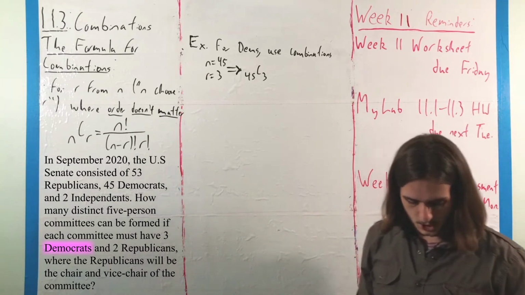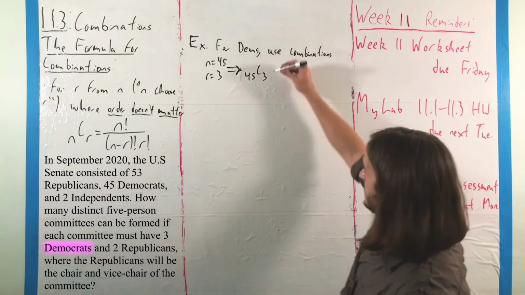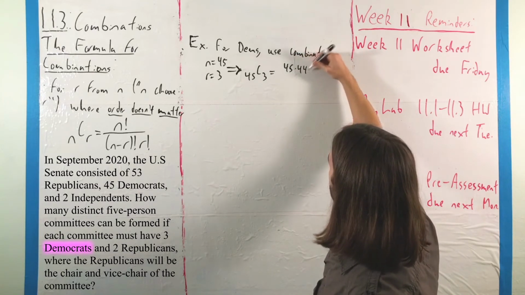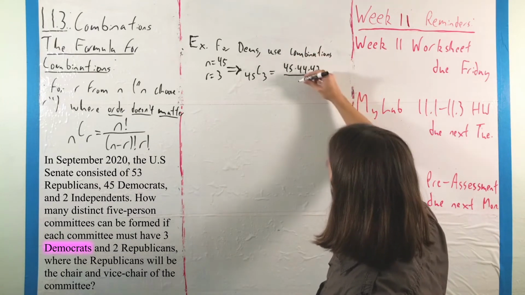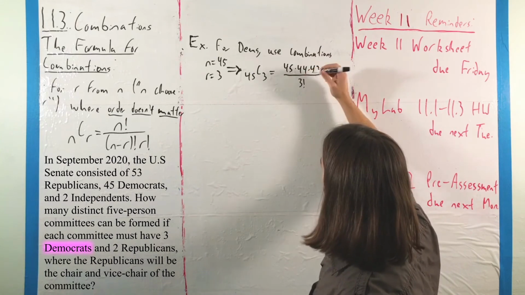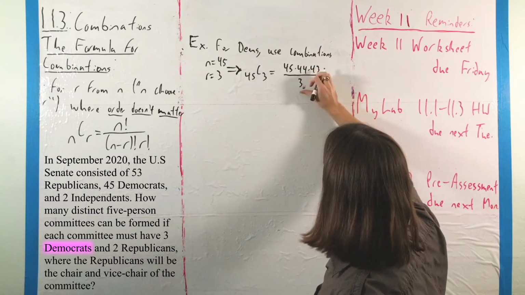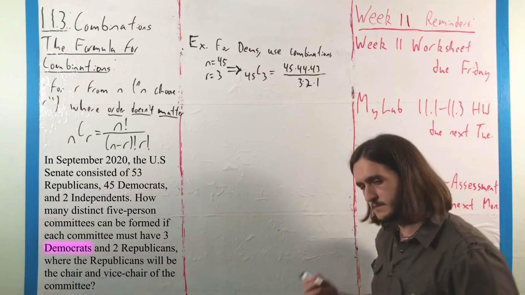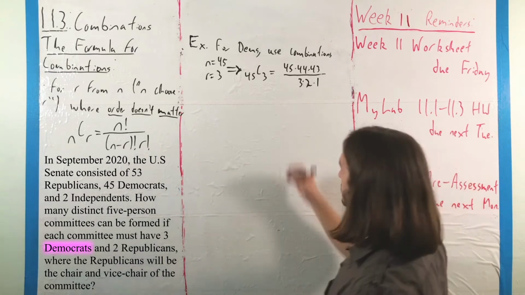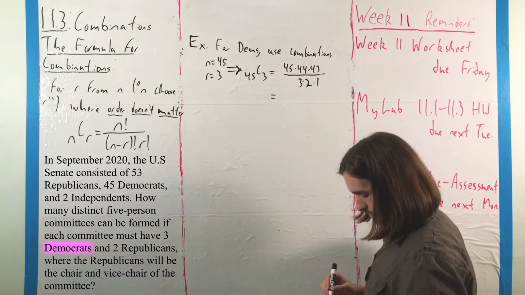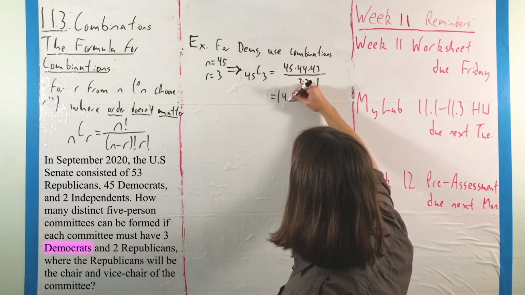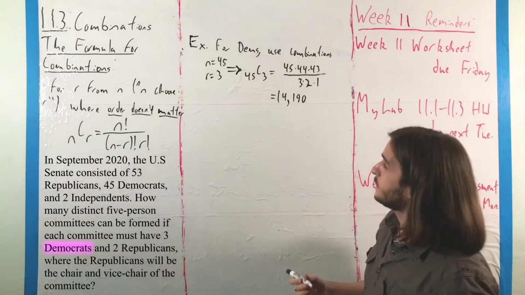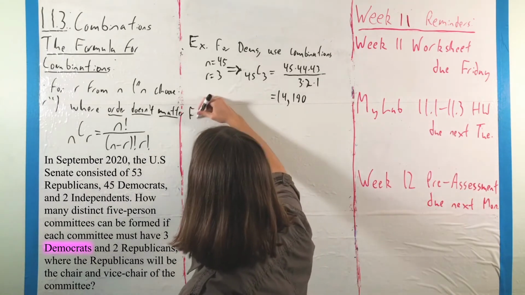Organize some simplification, and what you'd end up with is something like 45 times 44 times 43 divided by 3 factorial, or, if you prefer, 3 times 2 times 1. I'll leave it to you guys to check where that exact number came from, for a total of 14,190 options.